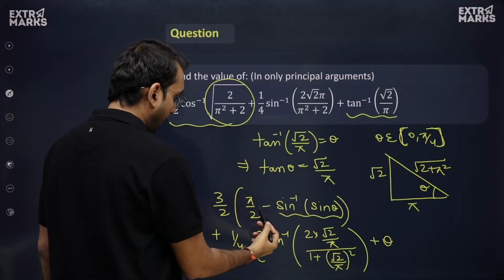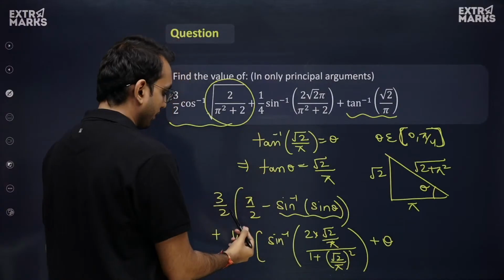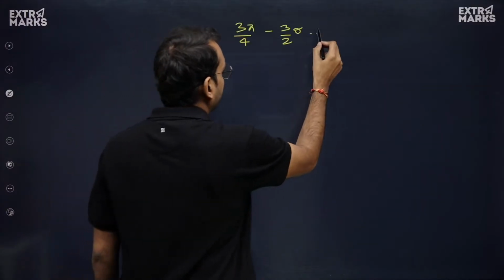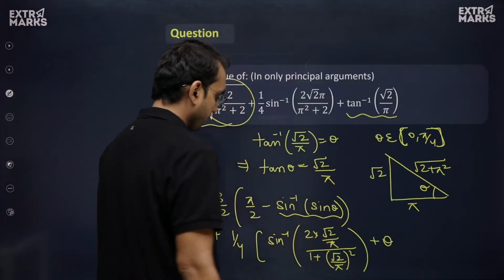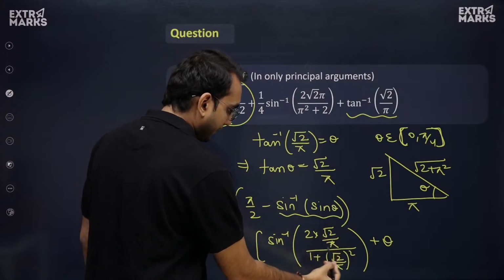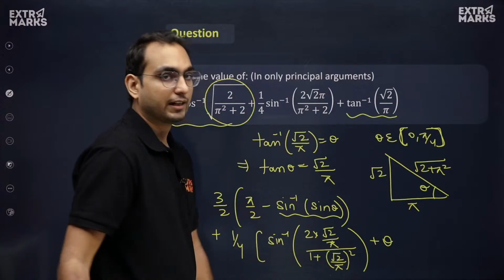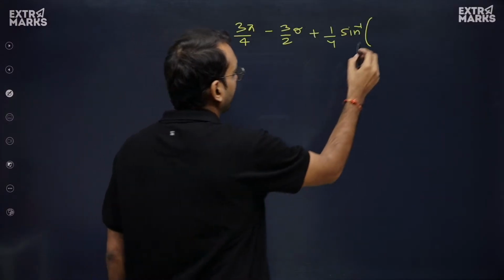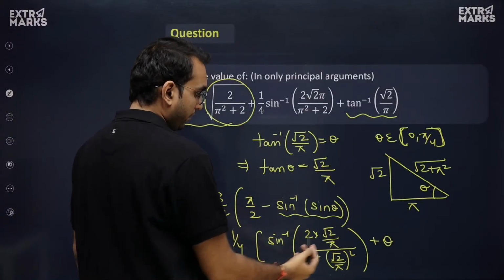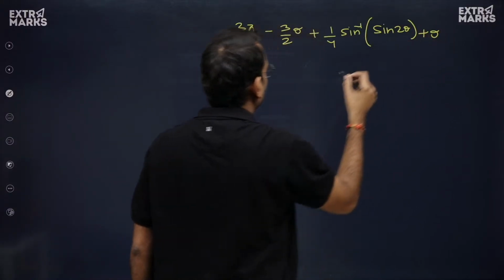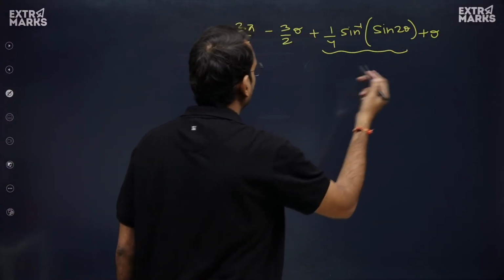3 pi by 4 minus 3 by 2 theta plus 1 by 4 sine inverse. Now 2 tan theta, root 2 by pi is tan theta. So 2 tan theta upon 1 plus tan square theta is sine 2 theta. So we can write it here, sine of 2 theta and plus theta. So we have converted everything in terms of theta and we can obviously convert this in terms of theta.